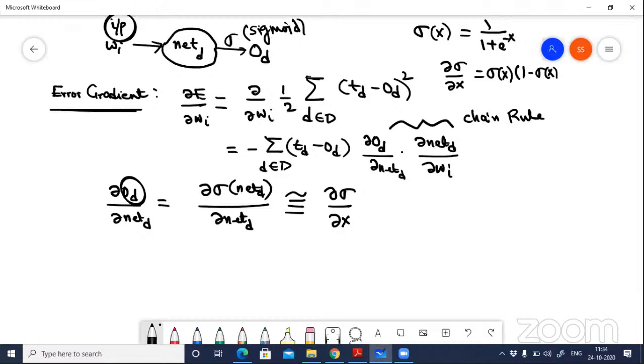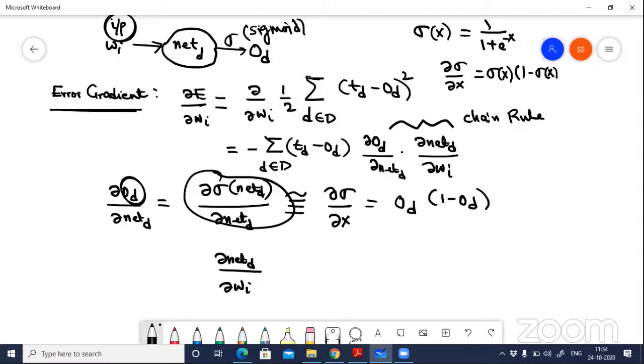So if delta sigma over delta X is this, then what is this guy going to be? This guy is nothing but OD times 1 minus OD, okay? All right, because your sigma is nothing but OD. And then you have delta net with respect to the weights, and this is nothing but your network is nothing but a weighted combination of weights and data, right? So W X I over W I, right? And this is nothing but this, okay?